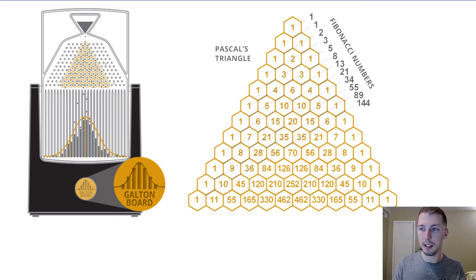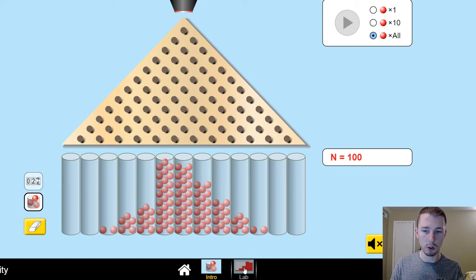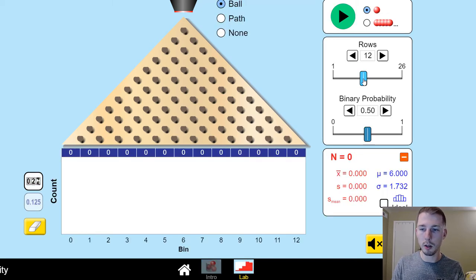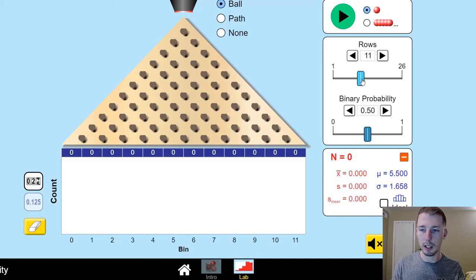So the next thing I want to show you, and you can actually do this, is we'll go into the lab here and we can change the number of rows. I believe the Galton board has 11 rows, so this is exactly like the Galton board we have.